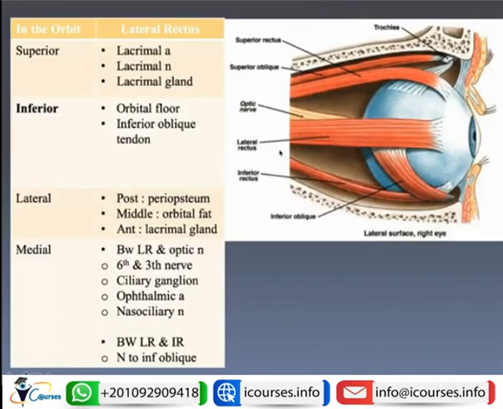Inferior to the lateral rectus will be the orbital floor, as you can see, and the inferior oblique tendon, as we just mentioned, that the inferior oblique tendon inserts just below the lateral rectus.